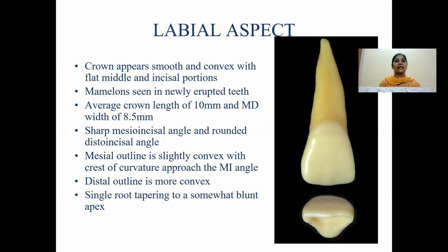The mesial outline is slightly convex, with the crest of curvature, the highest point, approaching the mesoincisal angle. The distal incisal angle is more convex compared to the mesial outline. The mesial outline, even though it is convex, is more of a straight line. You can see a single root that is tapering, and it will have a blunt apex.